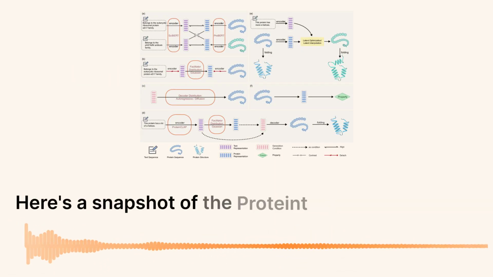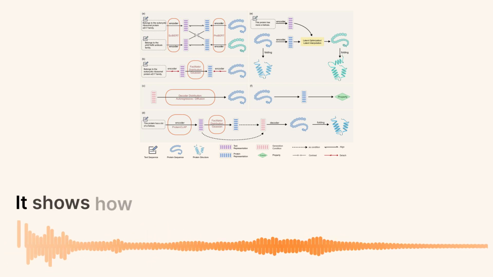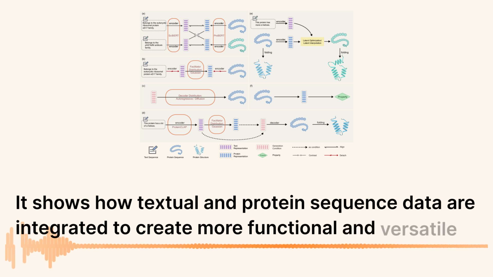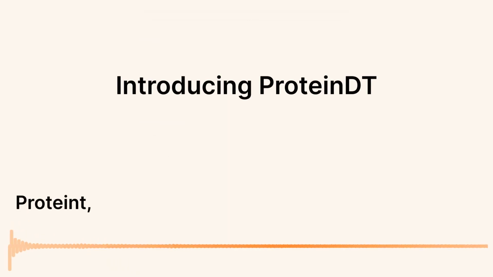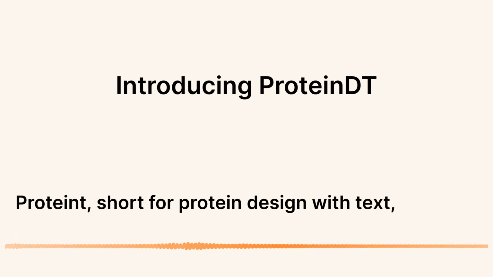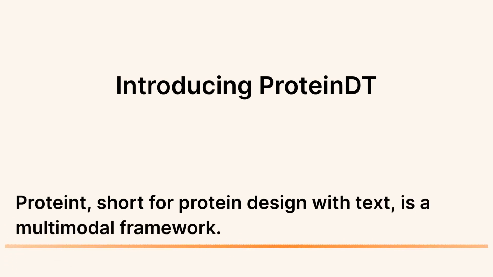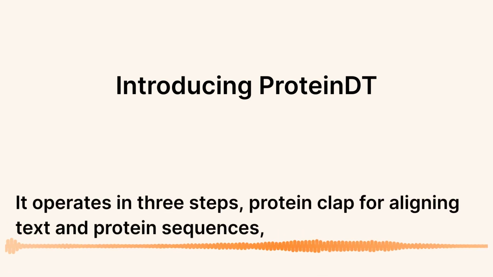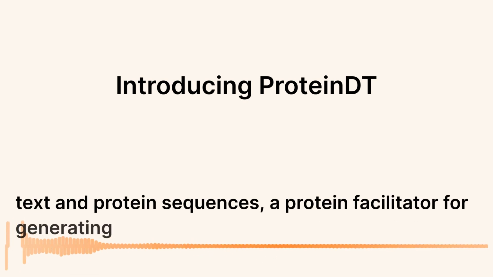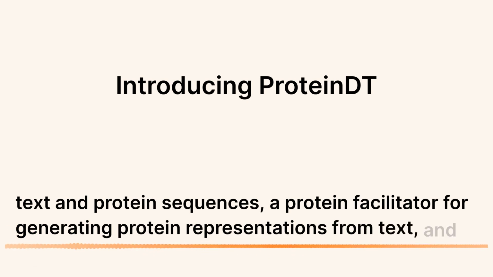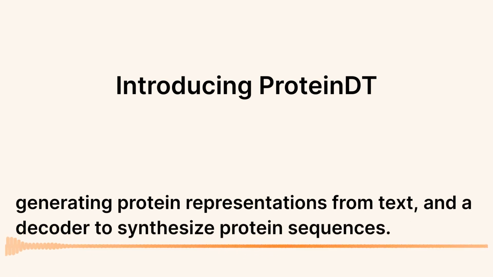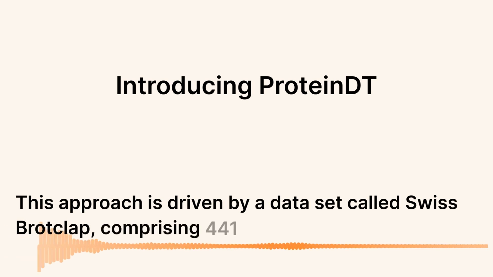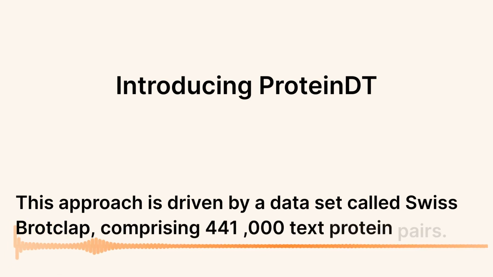Here's a snapshot of the protein model pipeline. It shows how textual and protein sequence data are integrated to create more functional and versatile protein designs. ProteinDT, short for Protein Design with Text, is a multimodal framework. It operates in 3 steps: ProteinCLAP for aligning text and protein sequences, a protein facilitator for generating protein representations from text, and a decoder to synthesize protein sequences. This approach is driven by a dataset called SwissProtCLAP, comprising 441,000 text-protein pairs.